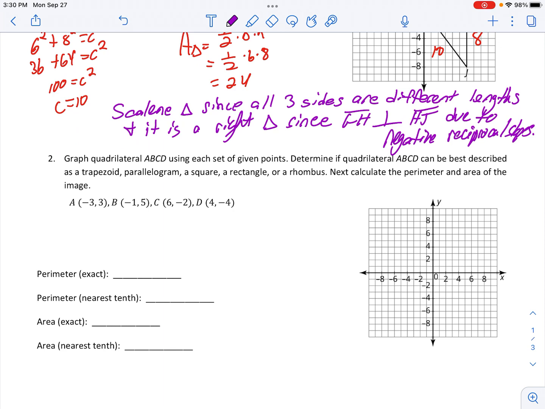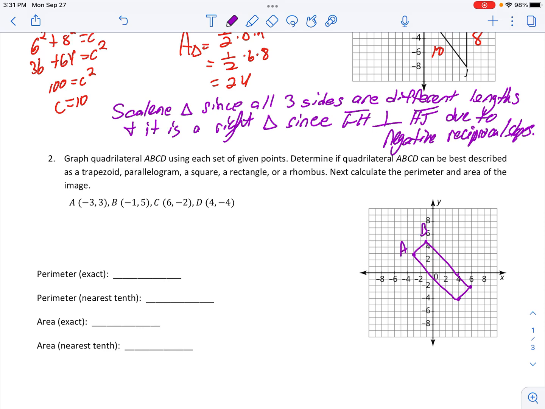All right, number 2. Graph them out. Let's see what we got. Negative 3, 3. Negative 1, 5. 6, negative 2. And 4, negative 4. Looks like a rectangle. That's going to be my goal, is to probably prove it's a rectangle. So go off by finding those sides.